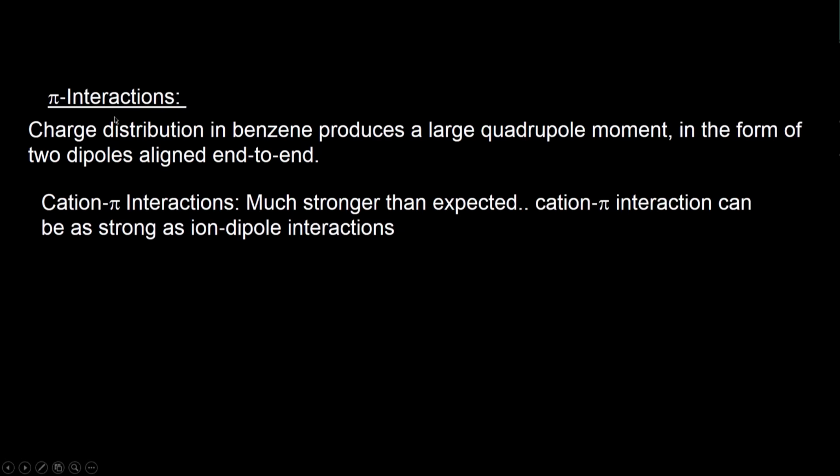Then we have the pi interactions. This involves benzene rings; you can have two benzene rings. Charge distribution in benzene produces a large quadrupole moment in the form of two dipoles aligned end to end. So we can have cation pi interactions. This is much stronger. Cation pi interactions may be as strong as ion dipole interactions.